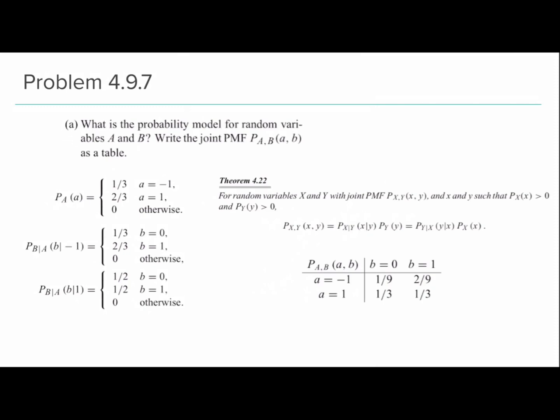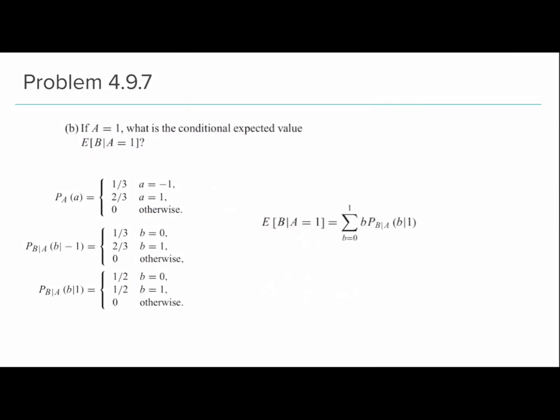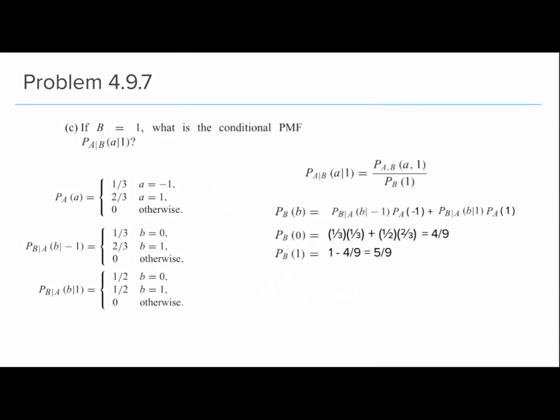So in the first part, we found the joint PMF, P of A comma B, and basically to find P of A given B, P of A given B equal to 1 will be equal to the joint PMF P of A comma B, with B equal to 1, divided by P of B, given that B is equal to 1.